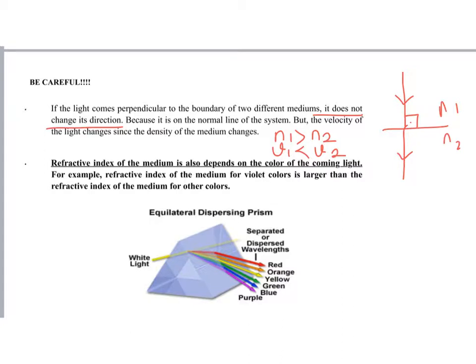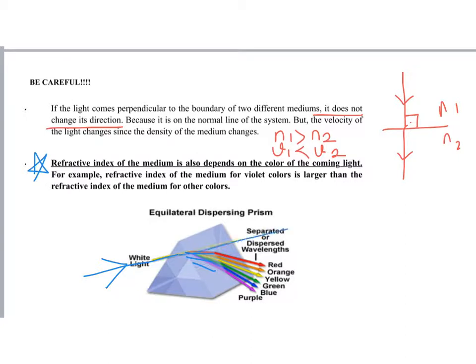Refractive index of the medium also depends on the color of incoming light. This is important. For example, the refractive index of the medium for violet is greater than the refractive index of the medium for other colors. You see, we have the white light and it is refracted like this, so dispersed to colors. The dispersion of colors is because the refraction occurs differently for different colors.